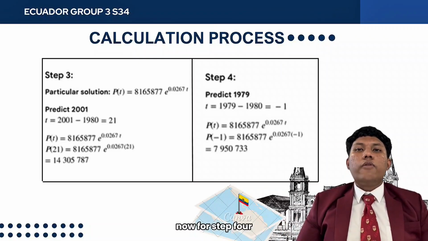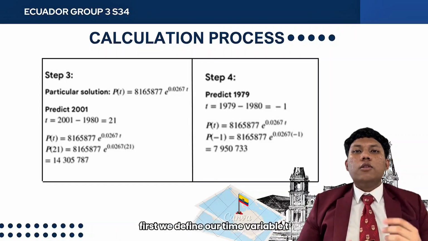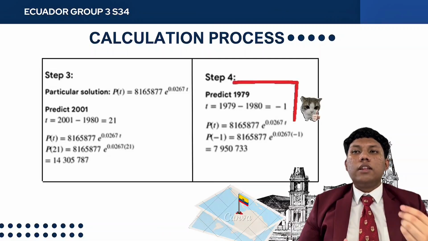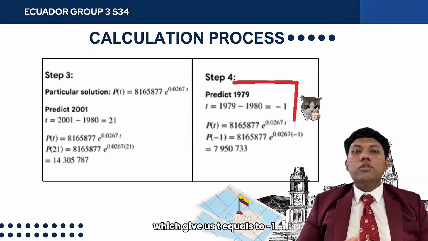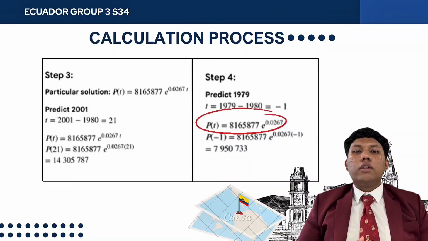Now, for step 4, we are predicting the population in the year 1979. First, we define our time variable t. Since our reference year is 1980, we calculate t = 1979 - 1980, which gives us t = -1. Next, we substitute this value into our formula, which is P(t) = 8,165,877 e^(0.0267t).